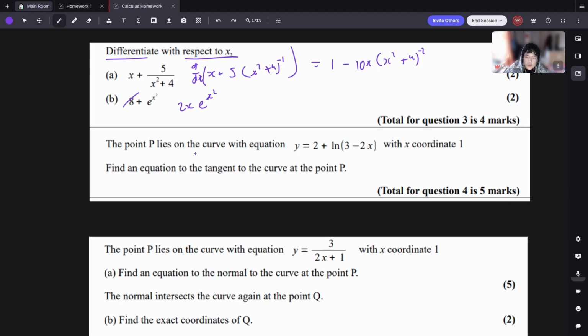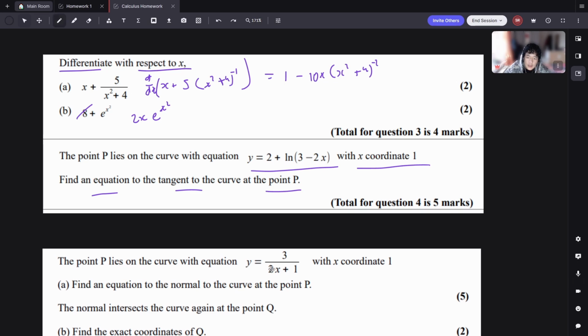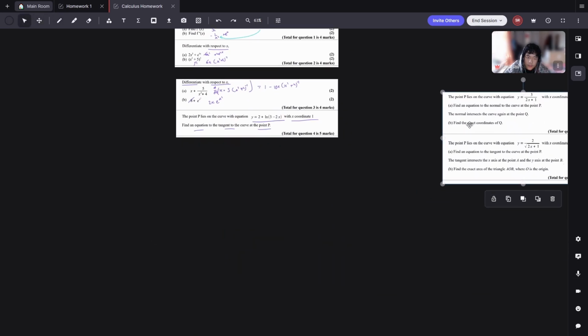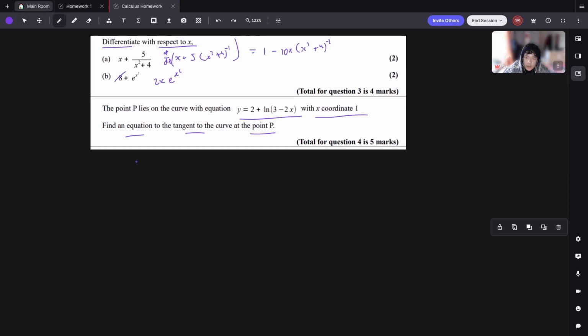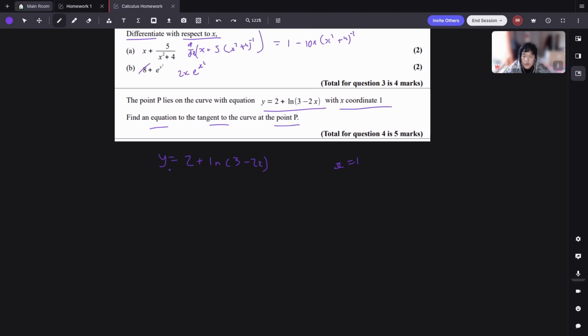Cool. So the point P lies on the curve with the equation this with x coordinate 1. So find an equation to the tangent at the curve at point P. y equals 2 plus ln of 3 minus 2x with x coordinate x equals 1. So find an equation to the tangent at point P to that curve. So we just need to differentiate this.